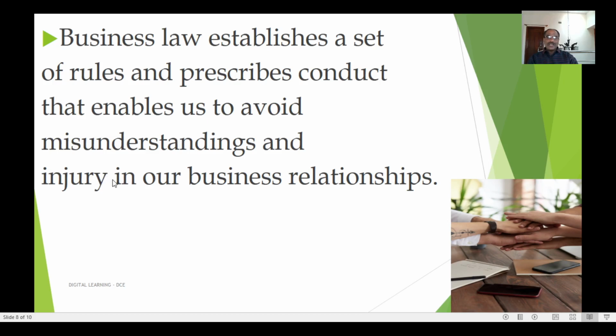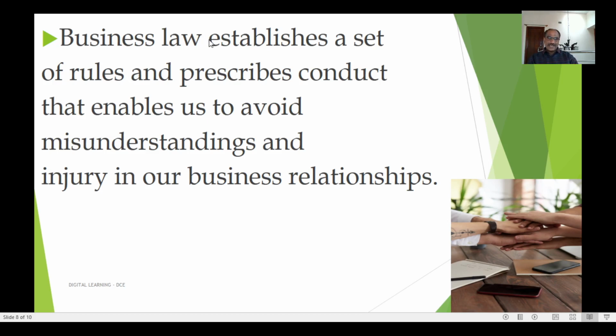So if some injury happens to business people, that is, if any loss occurs to them, it can be recovered from the opposite party with the help of the legal system prevailing in the subject of business laws. That is called business law.